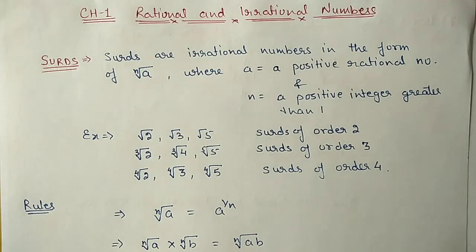Hello students, we are doing chapter number 1, rational and irrational numbers, exercise 1.4. In this exercise you will get problems based on surds. So first we will discuss what a surd is, and then we will do the exercise.